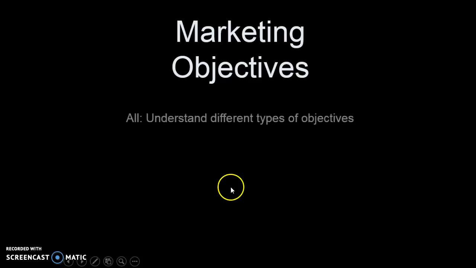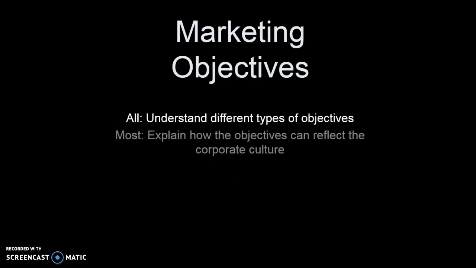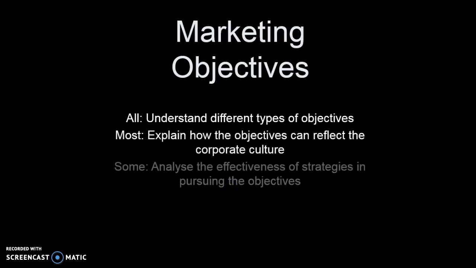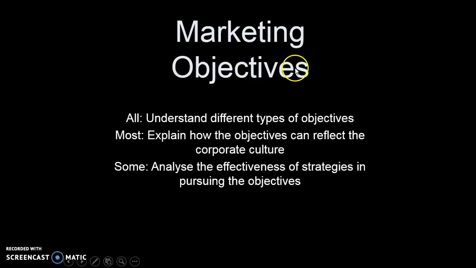Okay, so this PowerPoint supports level 3 business studies, marketing planning internal. This is the second lesson in the course so far. So in this PowerPoint, we're going to look at different types of objectives, explain how objectives can reflect the corporate culture, and to an extent, analyse the effectiveness of strategies in pursuing those objectives. So when we're talking about objectives, we are focusing on marketing objectives, so objectives at that level.